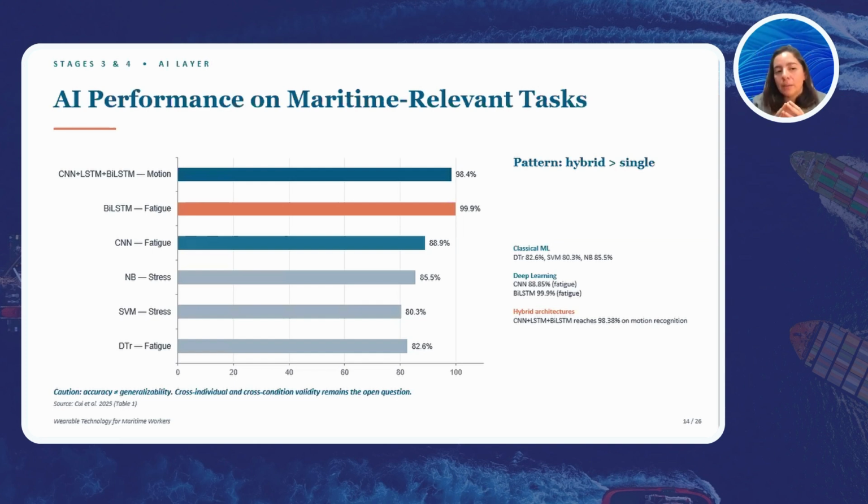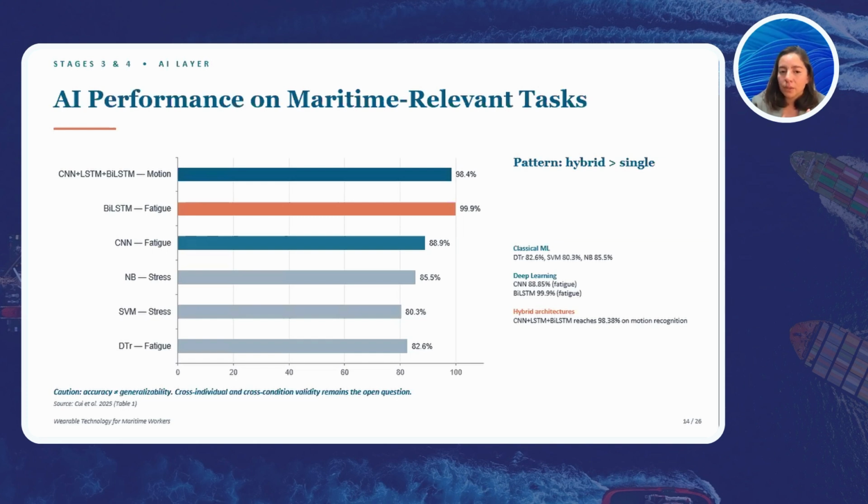We can use more complex models from the deep learning side, with hybrid architectures. And in these cases, the numbers jump and they perform even better. A convolutional neural network-based model for mental fatigue classification reaches about 88.88%. We have a long short-term memory-based fatigue detection that has reported 99.9%.